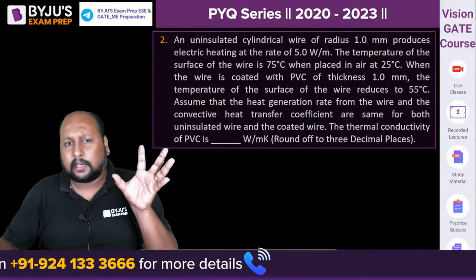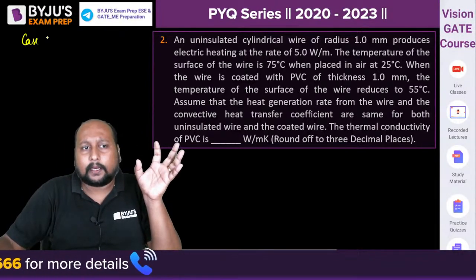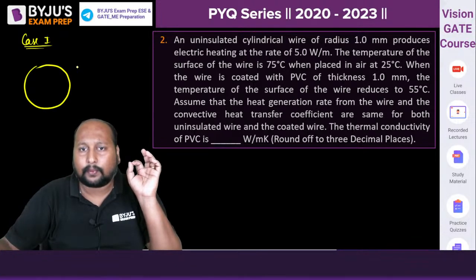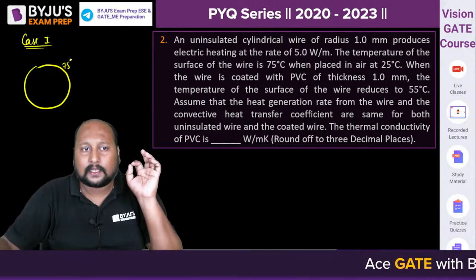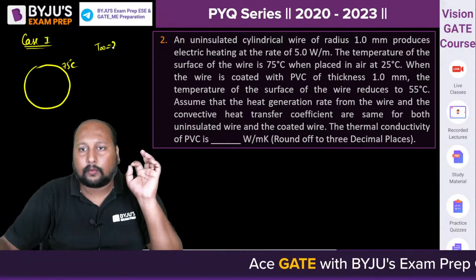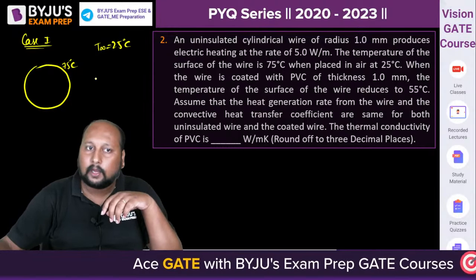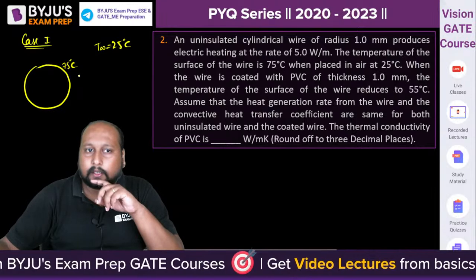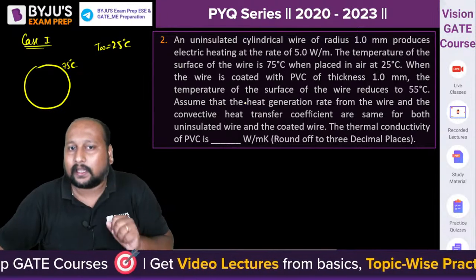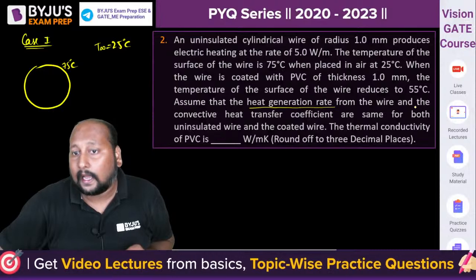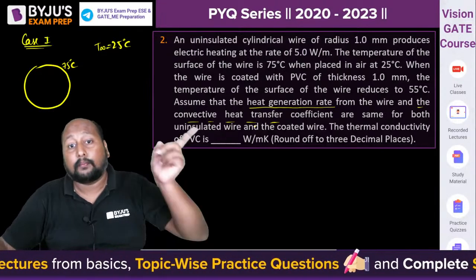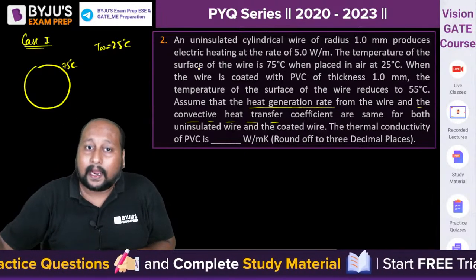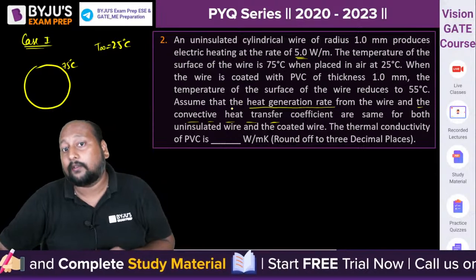There are 2 cases. In case number 1, there is no insulation, something like this. The surface temperature is 75 degrees Celsius and the ambient temperature is 25 degrees Celsius. So can we calculate the value of the convective heat transfer coefficient, because they are saying that the heat generation rate and the convective heat transfer coefficient are both the same for both the conditions, and the heat transfer rate is 5 watt per meter.